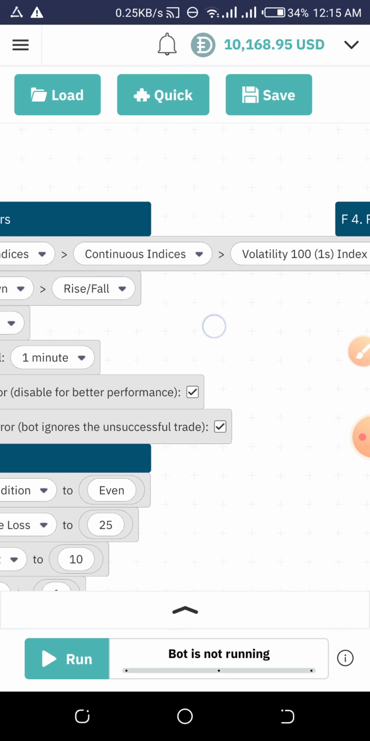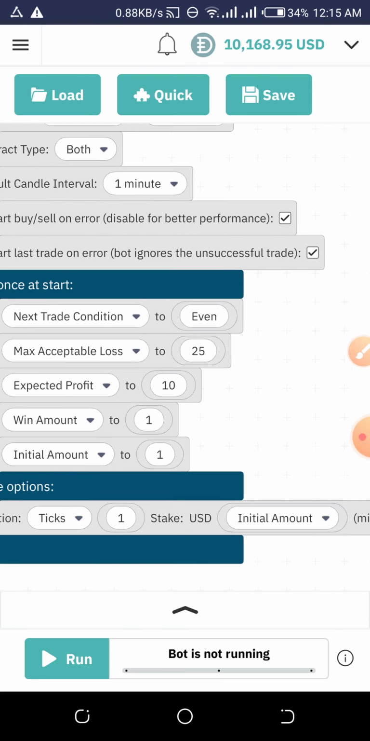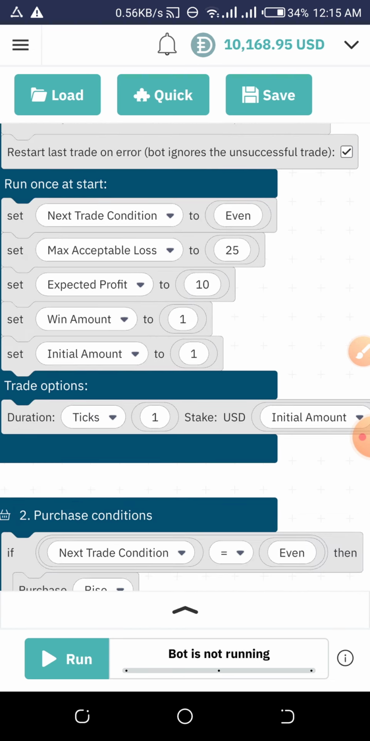Okay, let's take the Volatility 10 index. All the settings are already programmed. If you are interested in having this bot, I'm going to show you how it trades. There's going to be a link in the description where you can message me directly to get access to this bot.